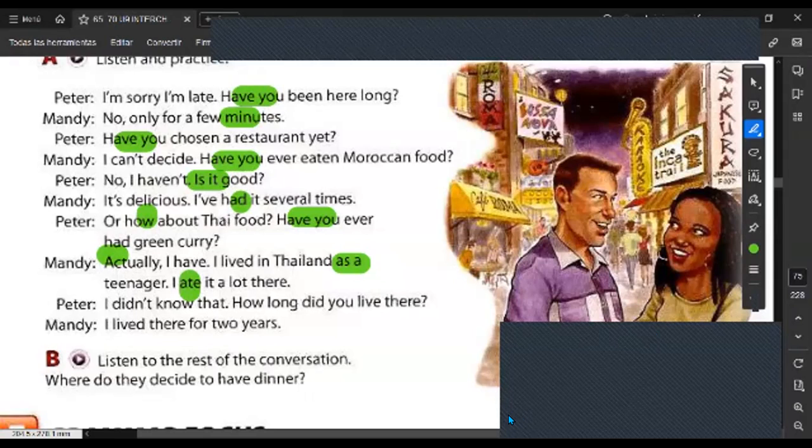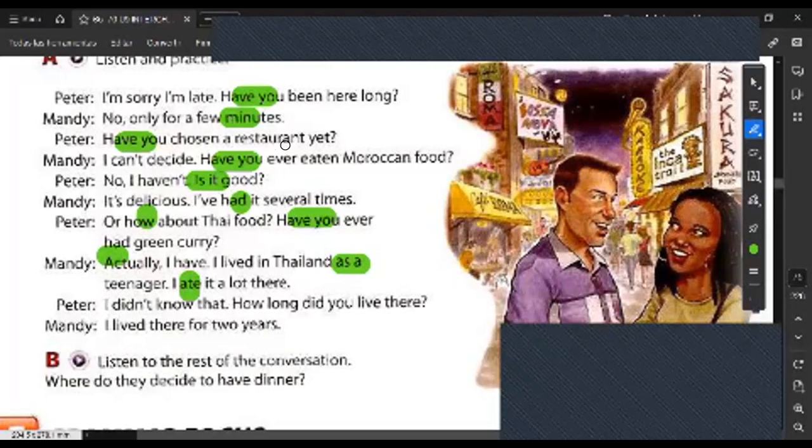Have you chosen a restaurant yet? Mandy le responde, no, solo por unos cuantos minutos. ¿Has tú escogido ya un restaurante? Este yet puede ser aún o puede ser ya. En este caso, ¿has ya escogido un restaurante? So listen. I can't decide. I can't decide.